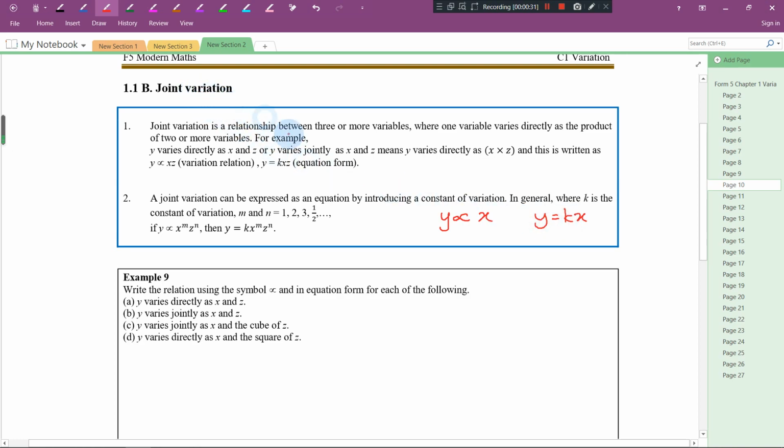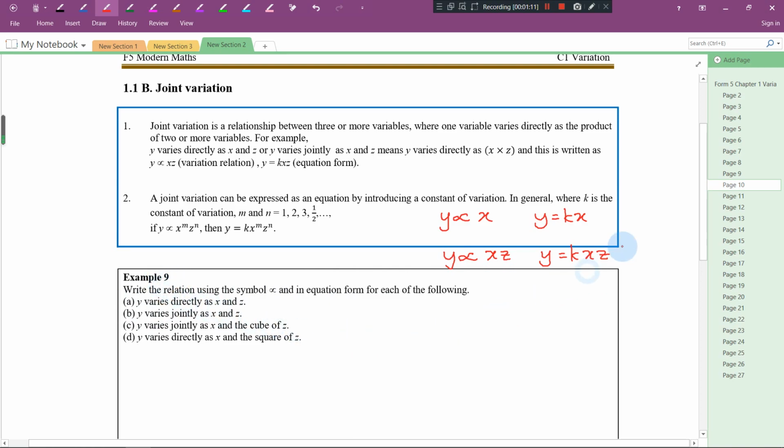In joint variation, it will involve more than two variables. If I tell you y varies directly as x and z, then it will be like this. Y varies directly as x and z. If I want you to write this in equation form, same thing. We just add a constant of variation in front of this x, z. Y equal to kxz. The way we solve the question for joint variation is the same as solving the question for direct variation.